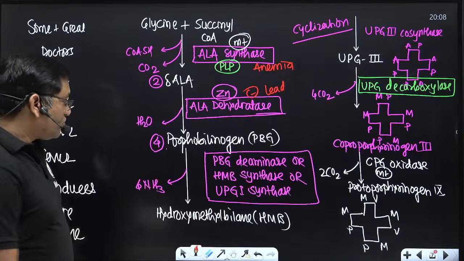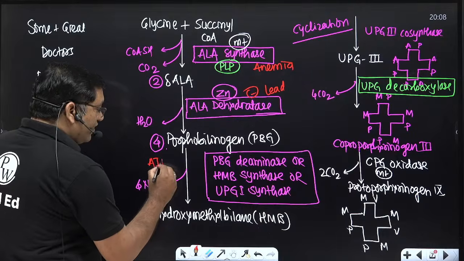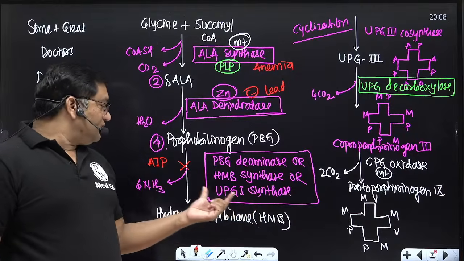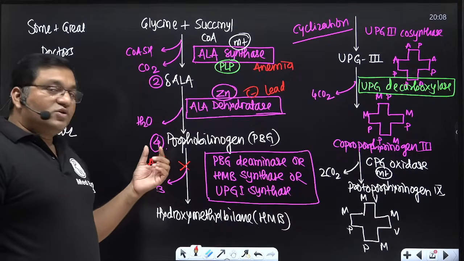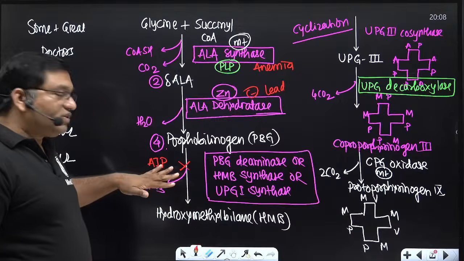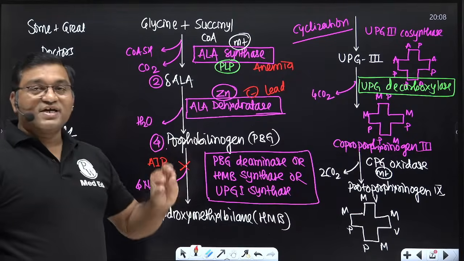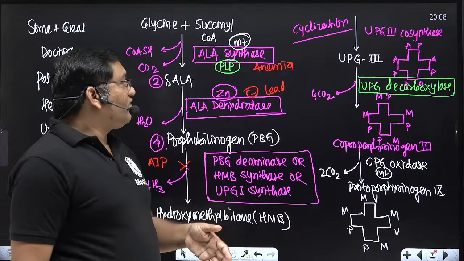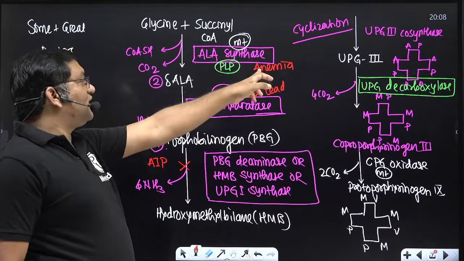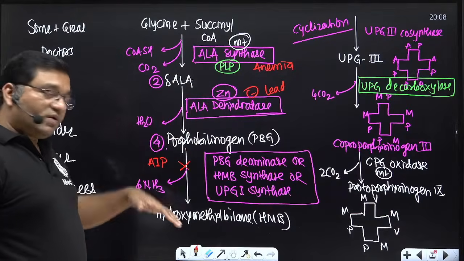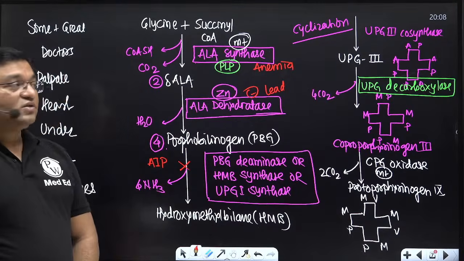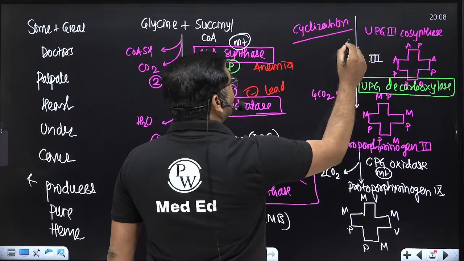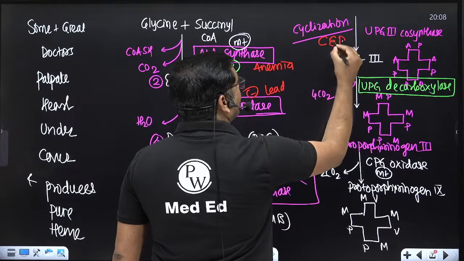Deficiency of UPG1 synthase, uroporphyrinogen 1 synthase, causes acute intermittent porphyria. So there is abdominal pain and neuropsychiatric manifestations in acute intermittent porphyria. All porphyrias are autosomal dominant except congenital erythropoietic porphyria and the protoporphyria. Also X-linked sideroblastic anemia is X-linked. But most of the disorders are autosomal dominant. Then the uroporphyrinogen 3 cosynthase defect causes congenital erythropoietic porphyria.